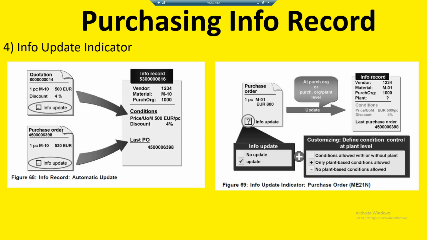Purchasing info record, info update indicator, which means that if a purchasing info record does not exist, then we can create an info record from quotation. From quotation, it will update. Whether the info record exists or does not exist, we can update from quotation, purchase order and purchase order.